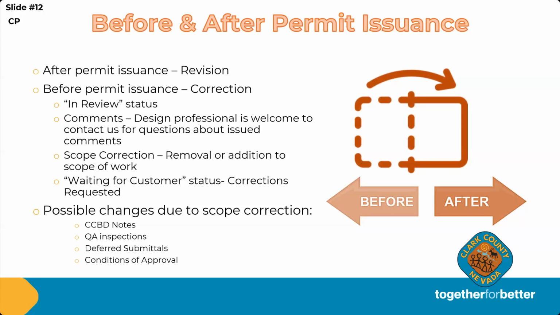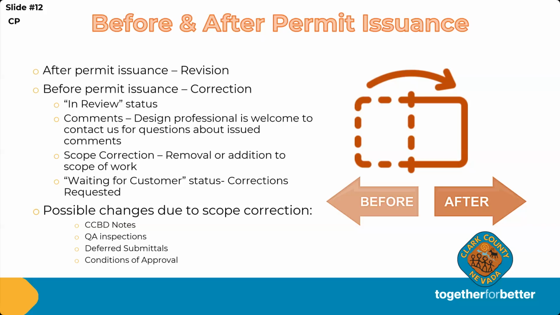So there are two big stages or phases for permit issuance that we as plan reviewers see. You have the before the permit is issued, where we have the in review status, which is the stage where we are reviewing your plans. And then you have the after, when the permit has been issued.